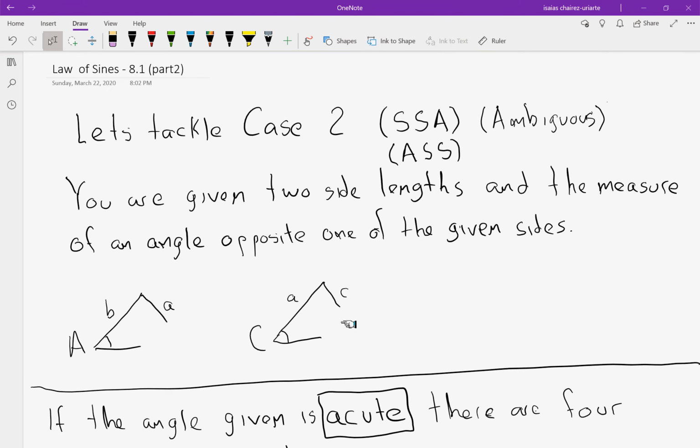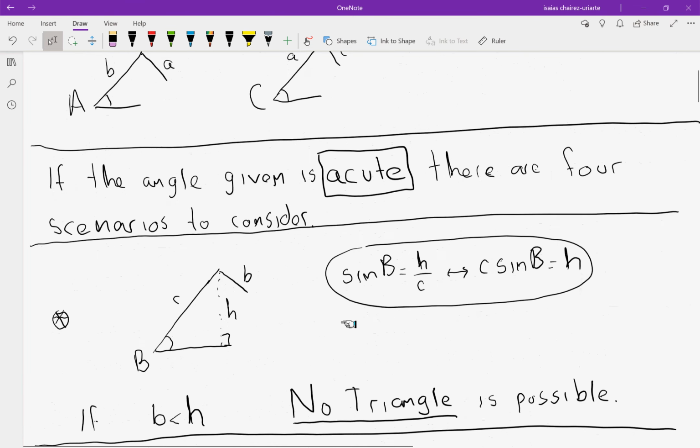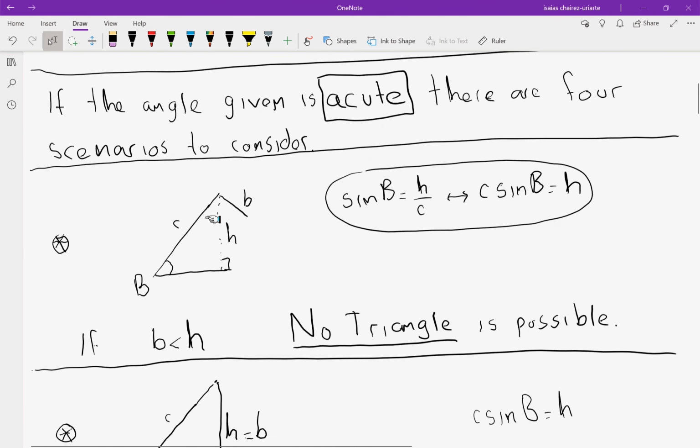All right, so let's see. If the angle that's given is acute, then we are going to have four scenarios to consider. Remember, acute just means less than 90 degrees. So let's think about the scenarios. Imagine that you were given side length C, side length B, and the angle opposite side B, so the angle B.